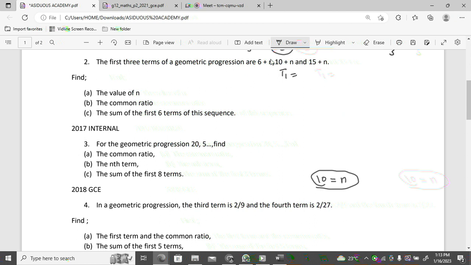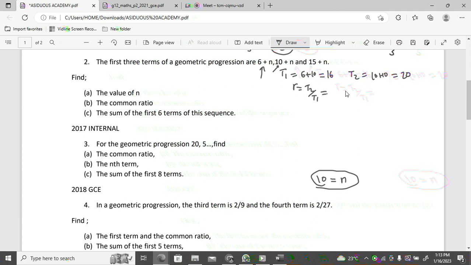Okay, so now let's find the first term. First term, we are able to see it is 6 plus n. So this is going to be 6 plus n is 10, so it's going to be 16. And then second term, we can see that it is 10 plus n. So it's going to be 10 plus 10, which is 20.